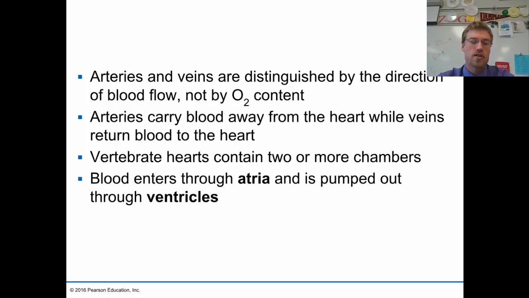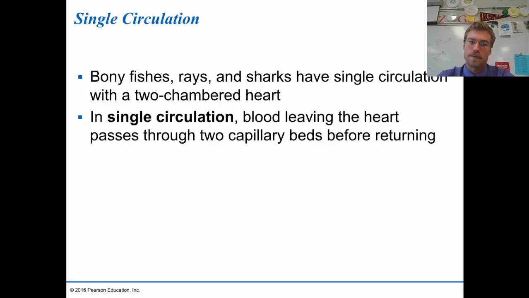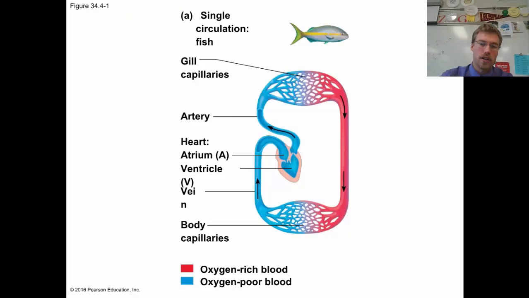And vertebrate hearts contain 2 or more chambers. Blood enters through the atria and is pumped out by the ventricles. And there's 2 different ways that you can have this type of circulation in vertebrates. You can either have single circulation, which is found in fish. They have a 2-chambered heart where the circulation is in a single direction.